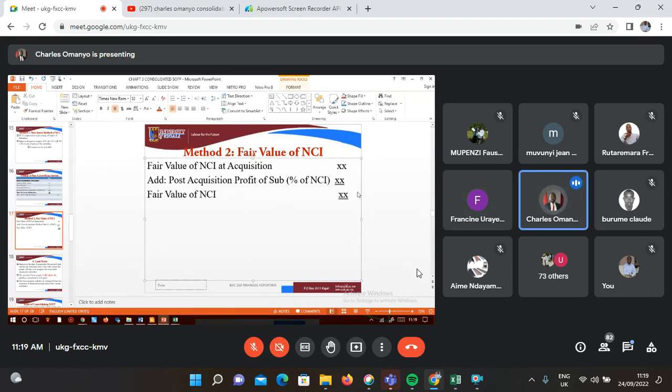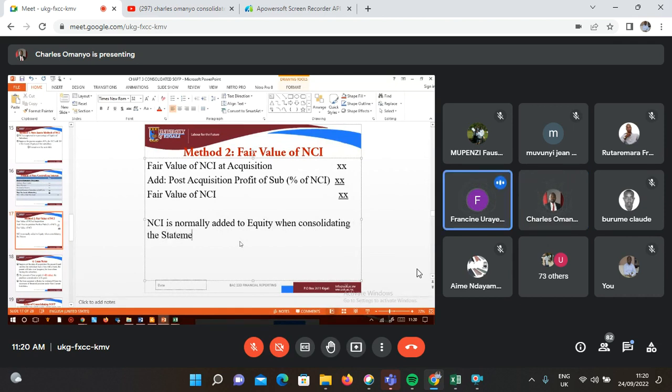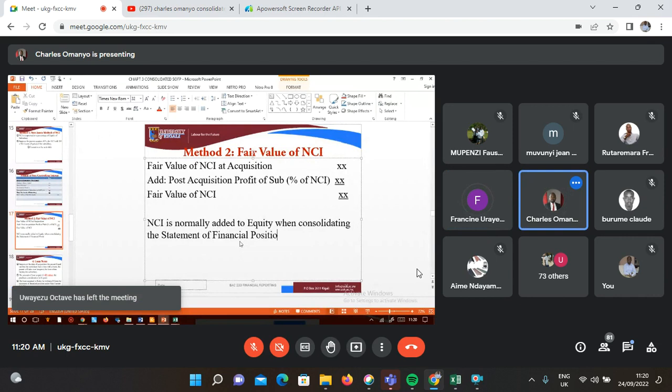Now, the next point is NCI is normally added to equity when consolidating the statement of financial position. Please let's mute. NCI is normally added to equity when consolidating the statement of financial position.